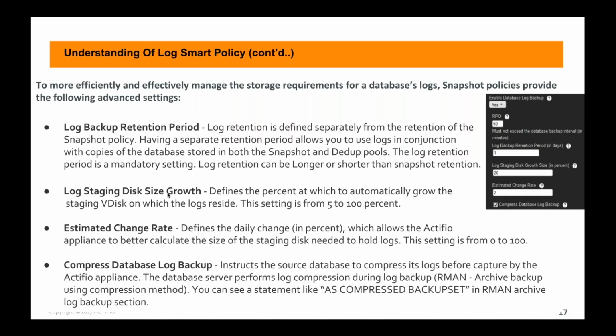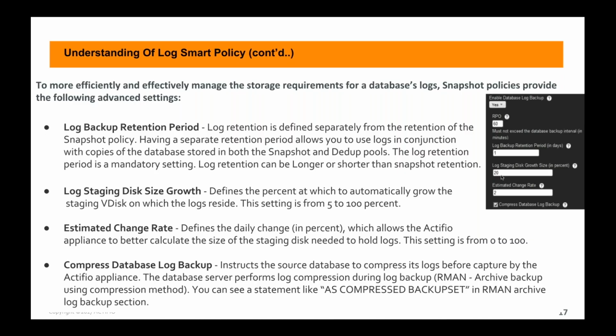And optionally, you are taking backups and using the Actifio staging disk for keeping your log backup copies, right? Eventually the Actifio staging disk grows because you are keeping the archive log backup copies on it. But you don't need to worry, and there are a couple more settings like log staging disk size growth, and you can give some 20%. Whenever it needs, it is going to expand automatically, so you don't need to worry about space issues to keep your log backup copies. And eventually we make sure that your backup never fails due to space issues.